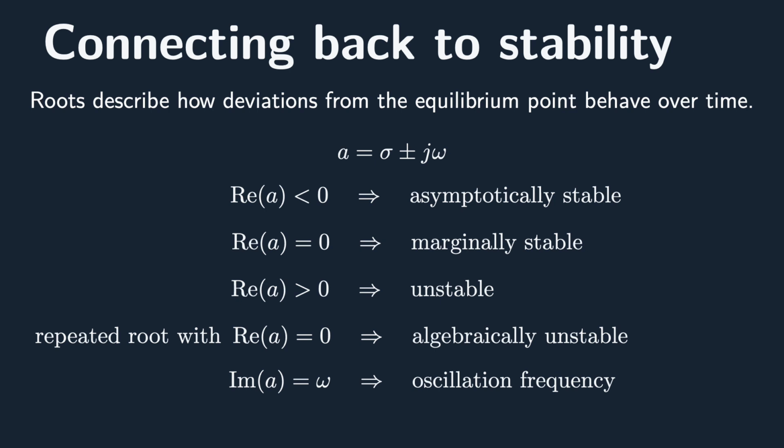The imaginary part gives the oscillation frequency. In other words, the imaginary part of A equals omega tells us how fast the oscillation occurs. So, the real part tells us whether deviations decay, remain bounded, or grow, while the imaginary part tells us how fast they oscillate.